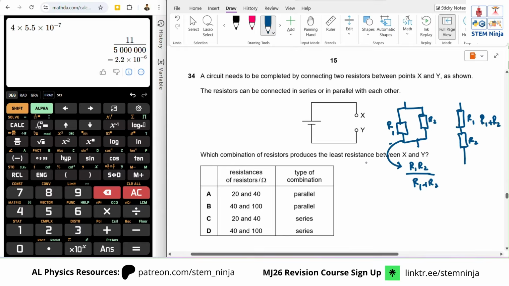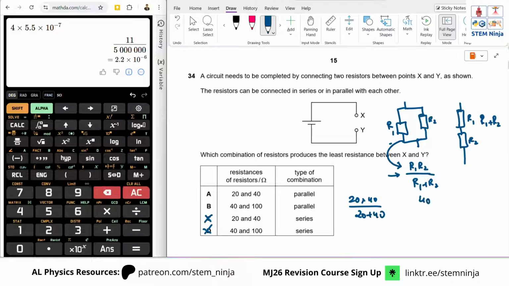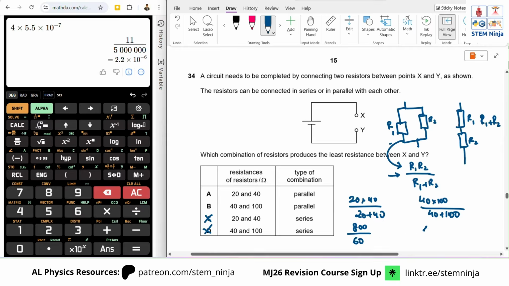So we need a lower value. So that means we need to figure out which one of them we need. So parallel would be the case, but which one of them will give us the lower one? The answer is very straightforward, but let's use this formula to check. So 20 times 40 divided by 20 plus 40, and you have 40 times 100 divided by 40 plus 100. So this is 800 divided by 60, and this is 4,000 divided by 140.